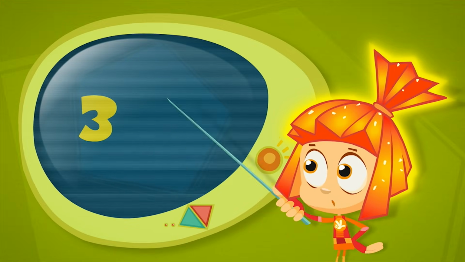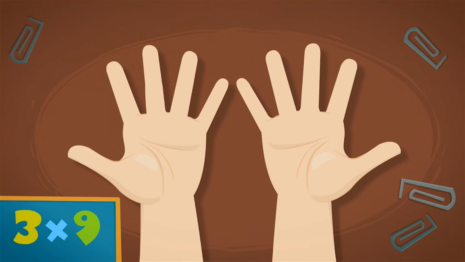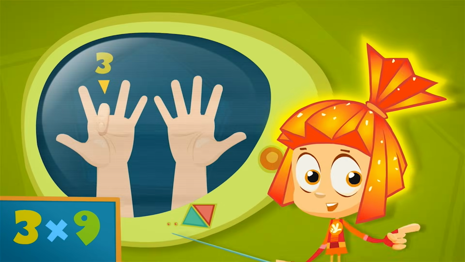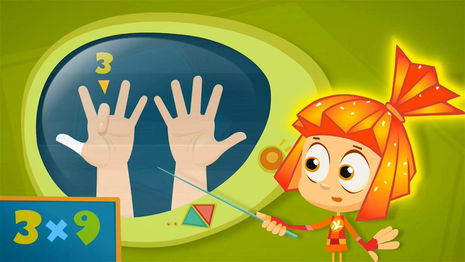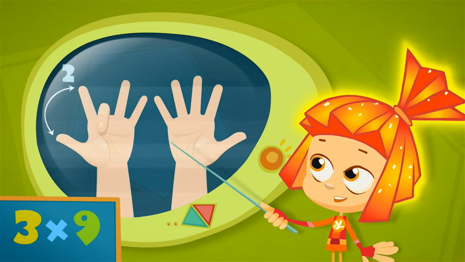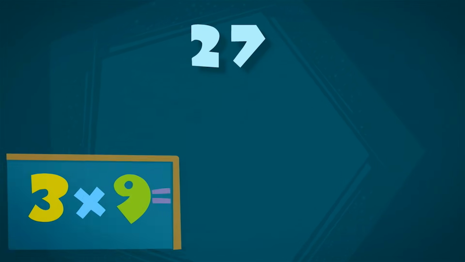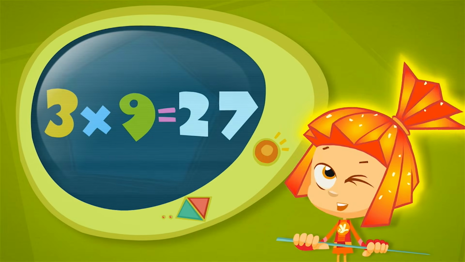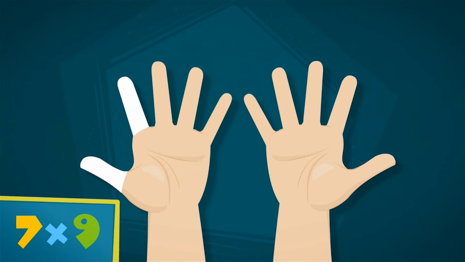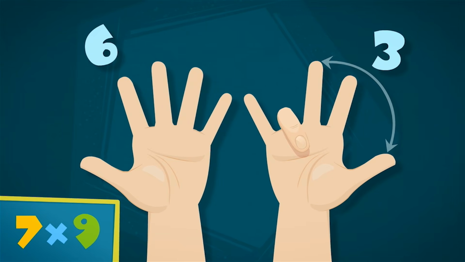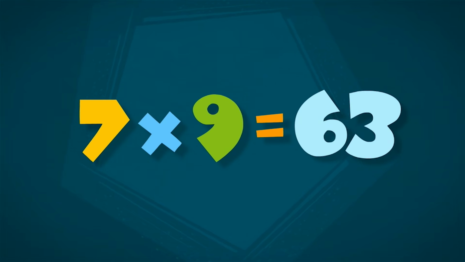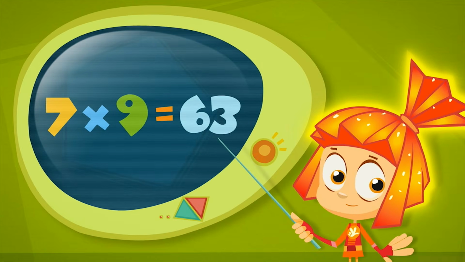Let's say you need to multiply the number 3 by 9. Put your hands face up in front of you. Now, find the third finger from the left and bend it down. So what do we see? There are 2 fingers to the left of the bent finger and 7 fingers to the right. 2 and 7 means that the answer is 27. You got it? Great! Let's do another problem. What is 7 times 9? Here are 6 fingers, and here are 3. That's right! The answer's 63.